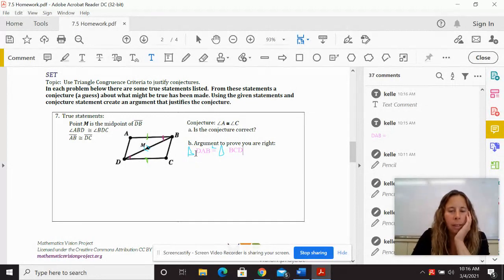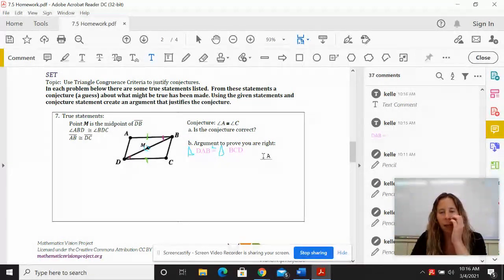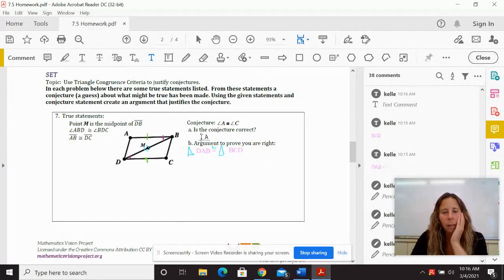Okay, if you started with DAB, and you did BAD, then you would just do DCB. So you're not going to have the exact answer here, and that's fine. Just make sure they all match up. So D is equal to B, A is equal to C, and once again, D is equal to B. All right.